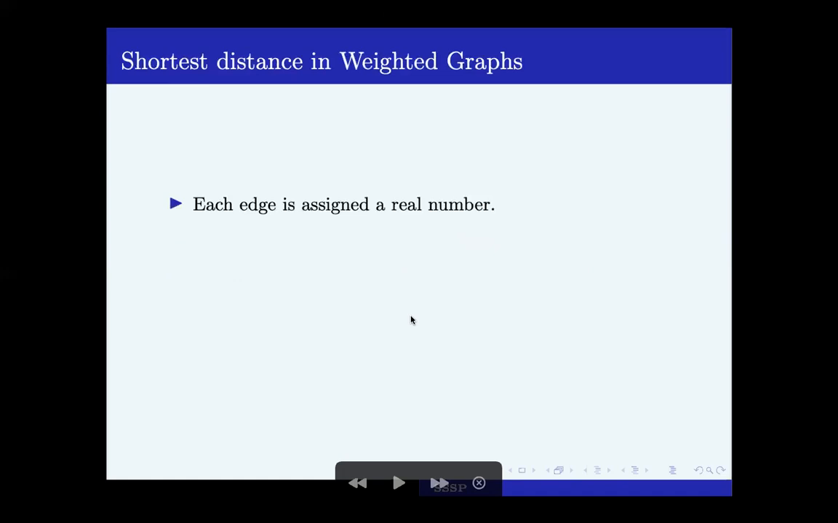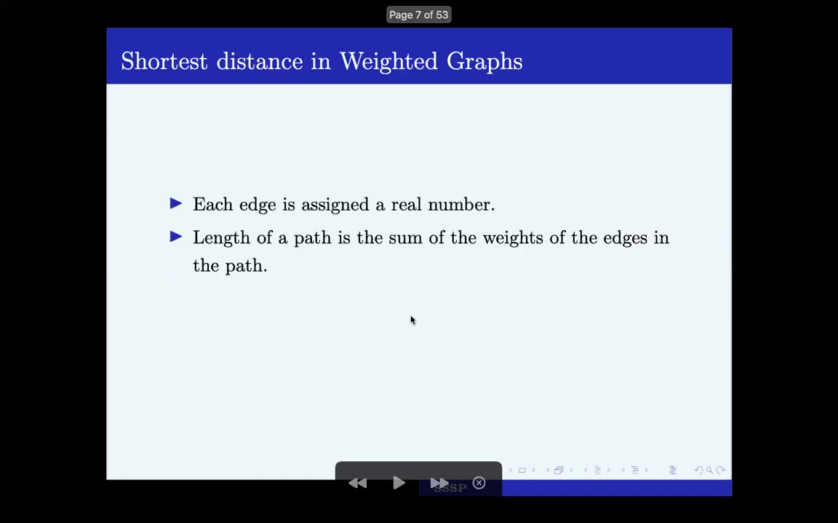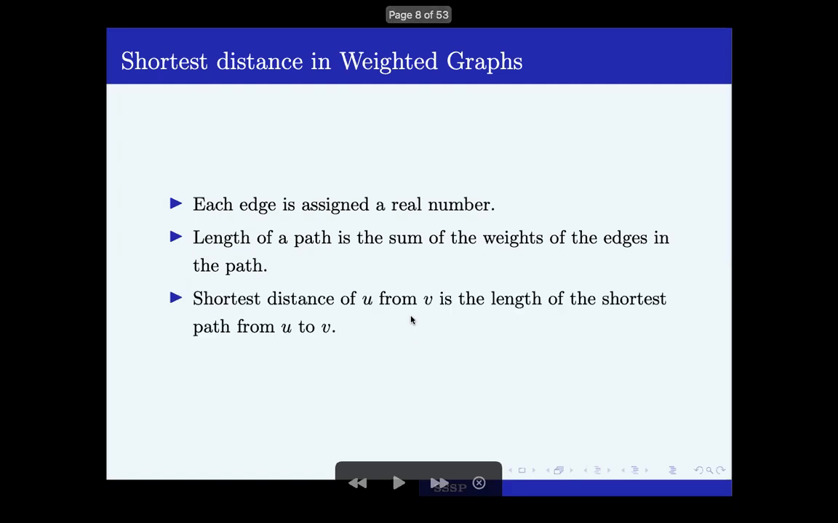The shortest distance will be defined as follows: given a path, the distance of that path is the sum of the weights on the edges in that path. Among all the paths in the graph, the shortest path will give you the shortest distance. The shortest distance between u and v is the length of the shortest path from u to v.